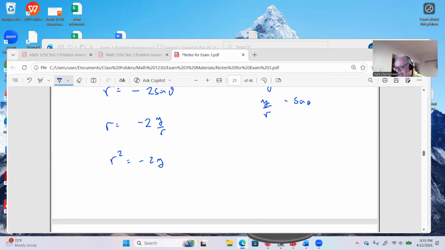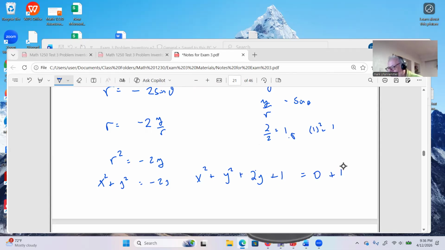Now it's time to say this is x squared plus y squared equals negative 2y. And the same thing, I'm going to push the y over to the other side. So we have x squared plus y squared plus 2y equals 0. And again, we're going to complete the square. We divide 2 by 2, that equals 1, then we take that number and square it. 1 squared is equal to 1. So I'm going to add 1 to both sides.